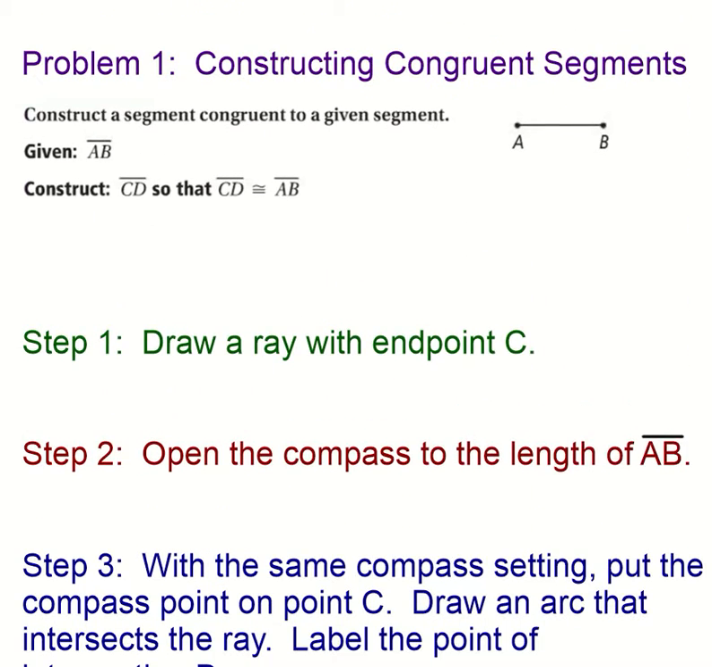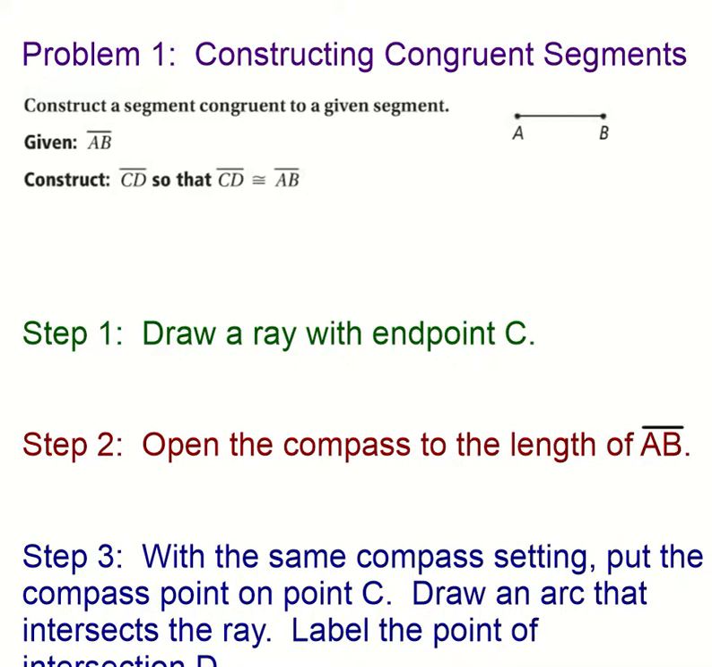So, the first thing we need to do is construct congruent segments. We have this line segment over here, AB, and we need to construct a segment CD so that CD is congruent to AB. We can follow these steps that I have listed here to make this CD segment. The first thing we need to do is draw a ray with an endpoint C. So here is my ray. I need to make that a little bit longer. There we go. Here's my ray, and we're going to label that endpoint C.